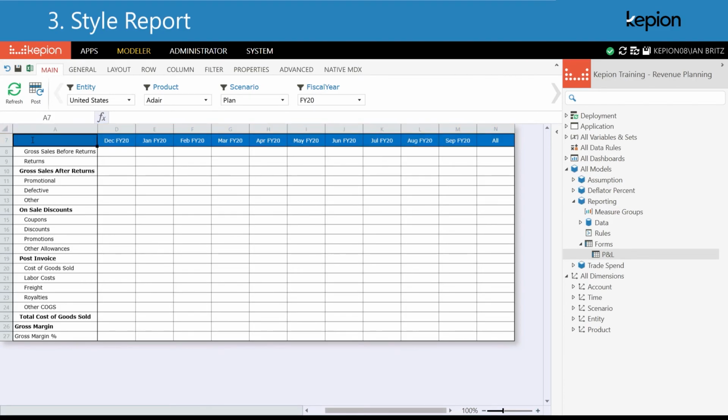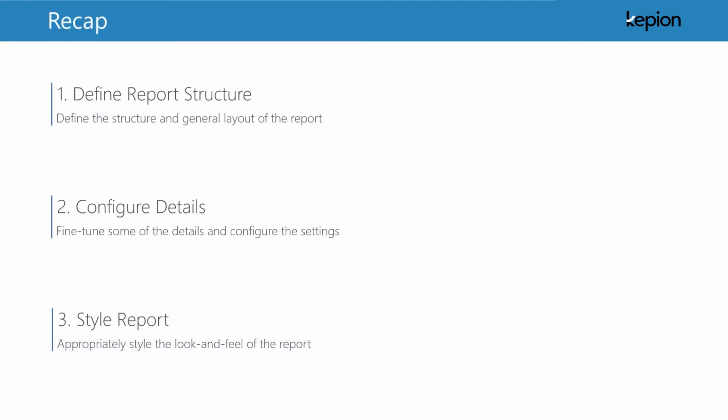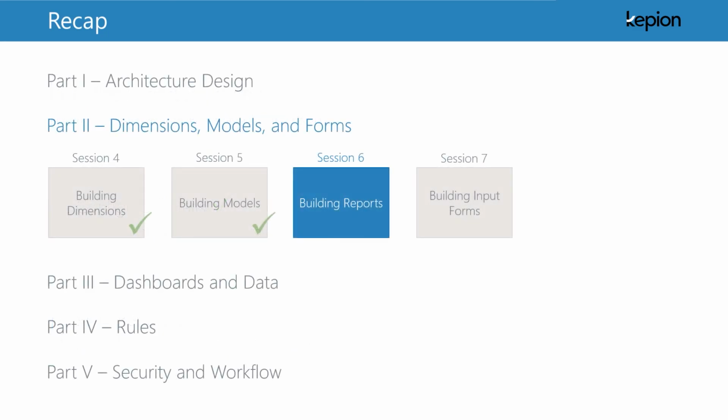In this session, we looked at the basics of form design. Most forms you build will follow a similar process. First, we defined the overall layout and structure of the report. Then we layered in some details and configured a few settings. And lastly, we styled and formatted the report appropriately. In the next session, we'll create our 3 input forms and explore some additional options available to us when designing forms.